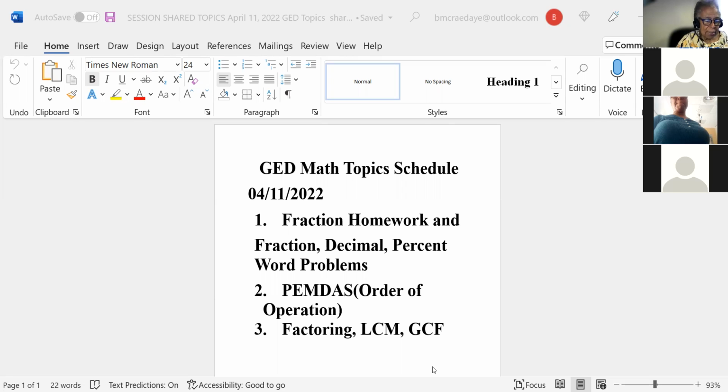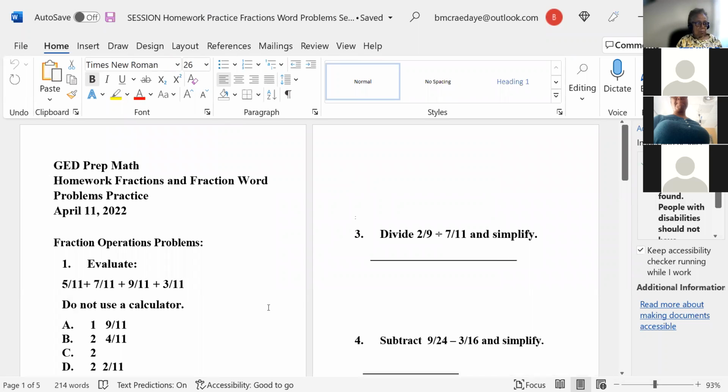All right, so let's look at the homework. The evaluate one. Yeah, the one that was due for today. Here we go. Do you see that? Not yet. Okay, let me do a new share. Hey, Maureen, you're still here? Okay, do you see it now? Homework, fractions, and fraction word problems.